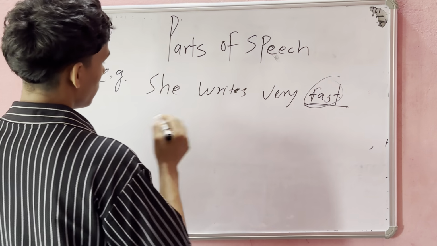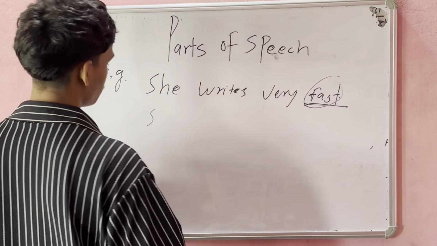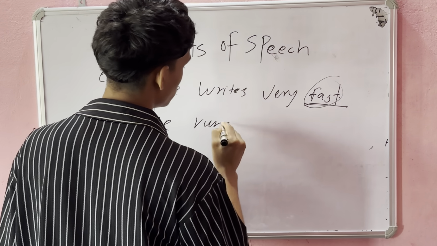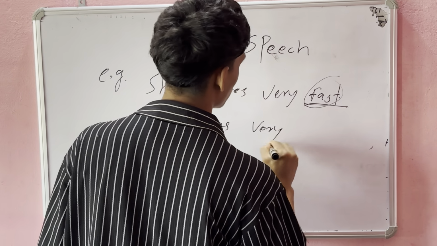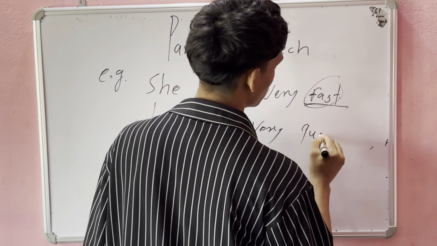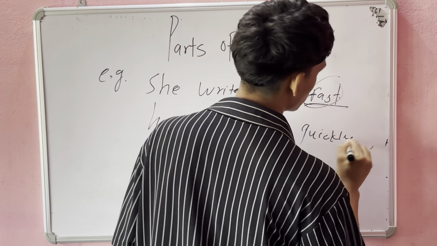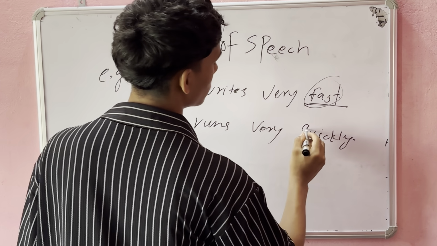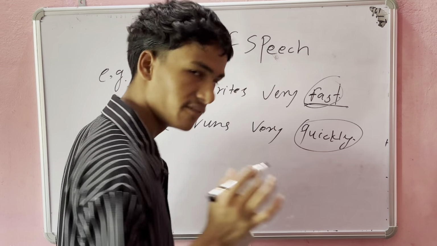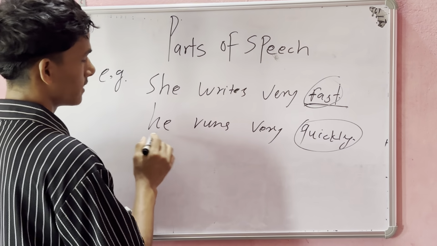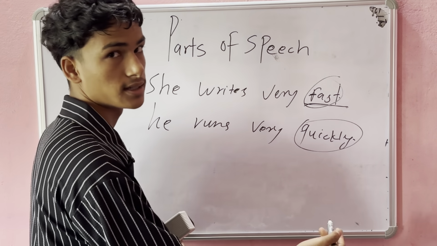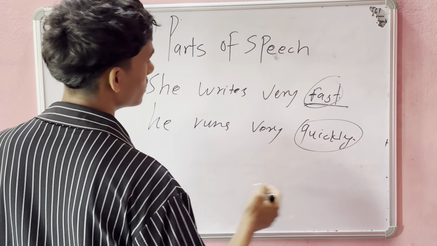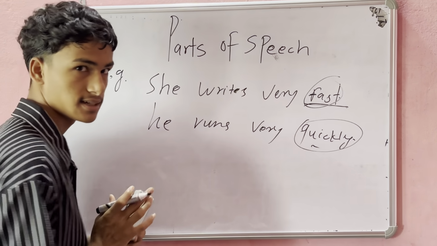Okay, then he runs very quickly. So he runs very quickly. So quickly is the adverb for this sentence because he runs very quickly. How does he run? He runs very quickly. So quickly is the adverb for this sentence.